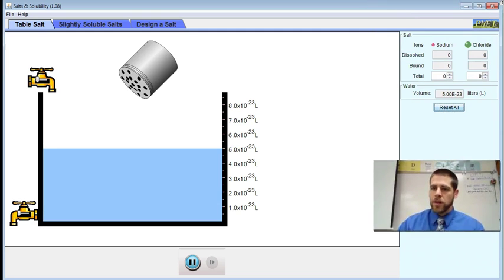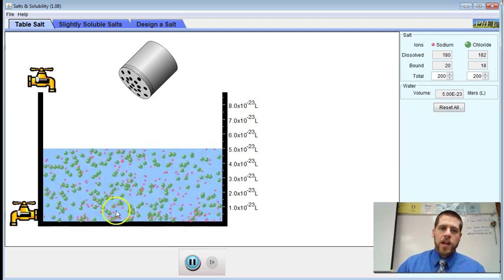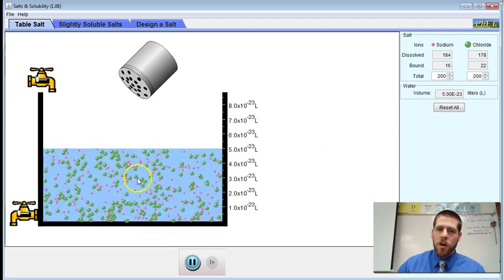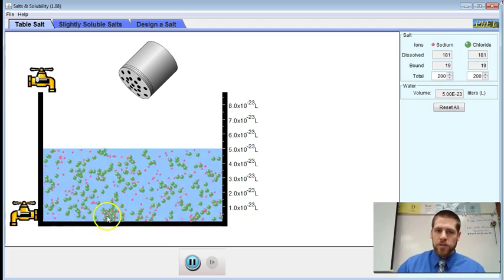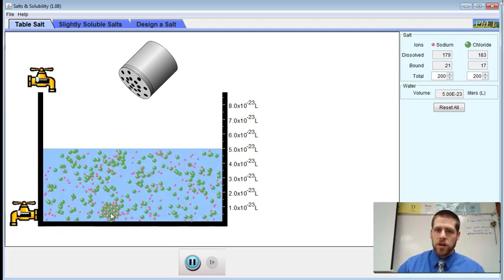So here we have this simulation, and I'm going to start with table salt. I'm going to add a little bit of table salt, and you'll notice that it dissociates right away, right? It breaks up into its ions. And let's just add a ton of ions in there. I'm going to add 200. And you'll notice that it's more than the water can handle, and so it reforms into its solid, right? And you guys may know this from experience. You can only dissolve so much salt in water.